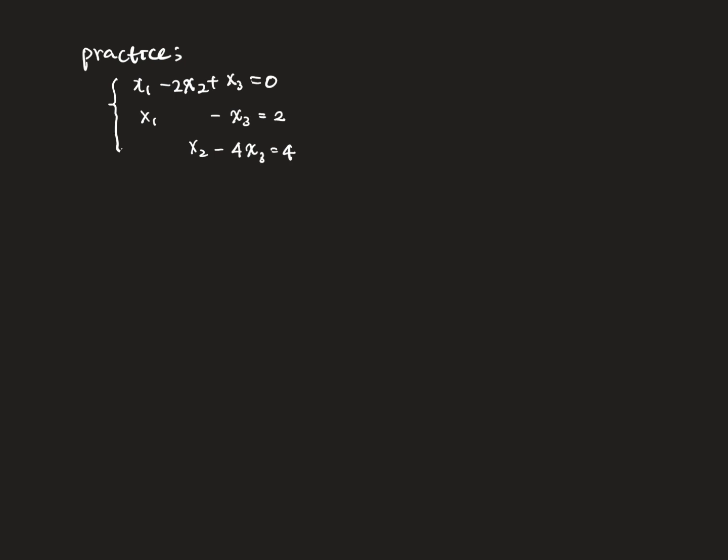Pause the video. Try to figure out what kind of row operation you need, and then check your answer later, guys. Okay, let's start this one. The first step is you need to row operate the augmented matrix. The augmented matrix is right here. Here is 1, negative 2, 1, 0 for the first equation. Here is 1, 0, negative 1, 2. Third row, third equation: 0, 1, negative 4, and 4. That's the augmented matrix, right? So we're going to start this one.